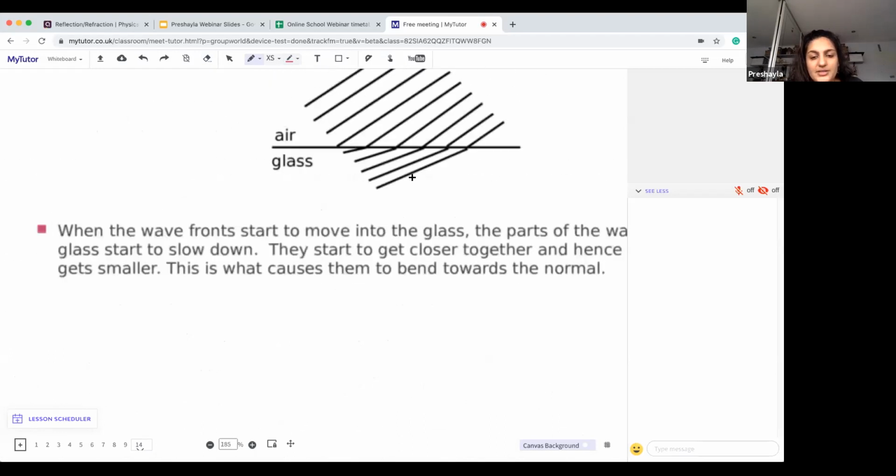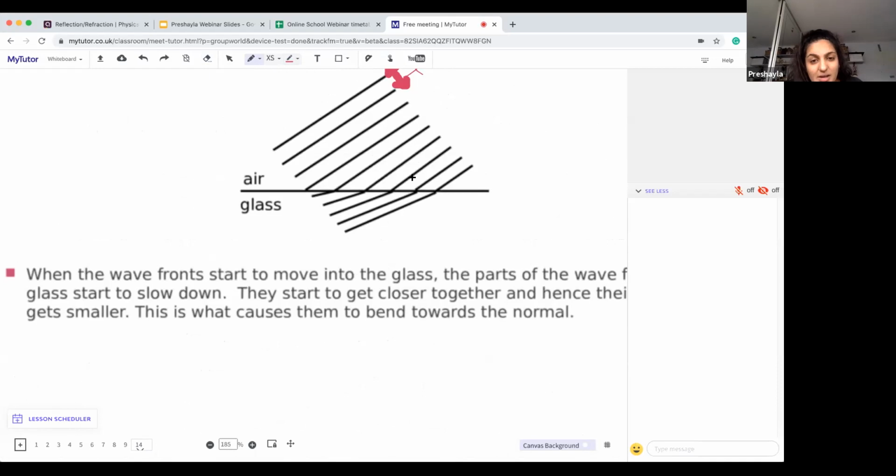So when the wavefronts start to move into the glass, they get slower. And because they get slower, they move closer together and hence their wavelength gets smaller. And this is what causes them to bend towards the normal. Okay, so actually let me draw it here. This is what causes them to bend towards the normal.